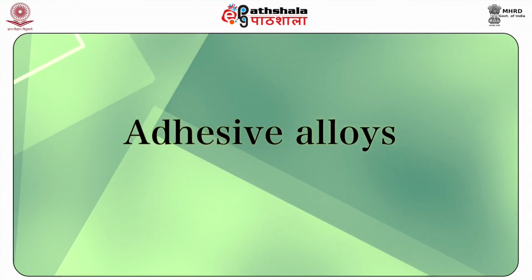Some examples of the elastomeric adhesives are natural rubber, styrene butadiene rubber, polyisobutylene, silicone, etc. Adhesive alloys.